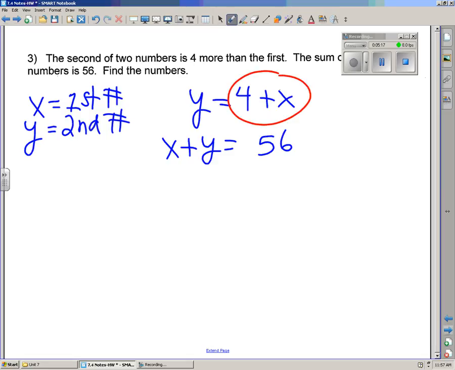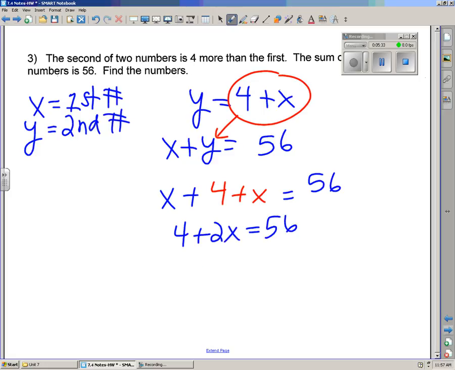I already have a y equals. Dump that in. So then it becomes x plus what y is equal to, 4 plus x, equals 56. Combine like terms, 4 plus 2x equals 56. Subtract 4 from both sides, 2x equals 52. Divide both sides by 2, and x equals 26.